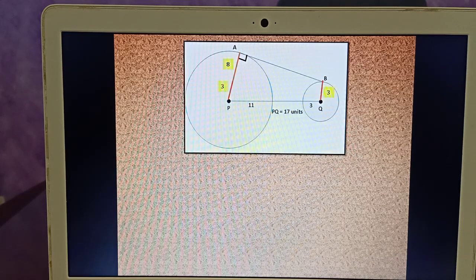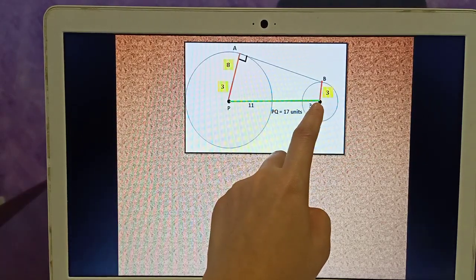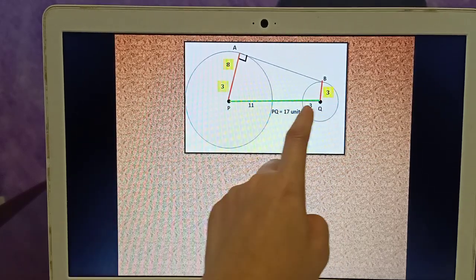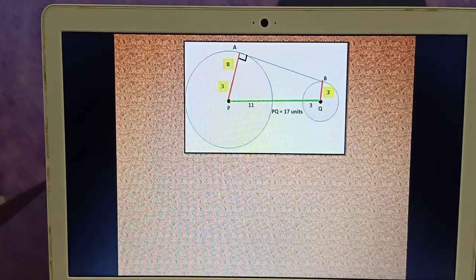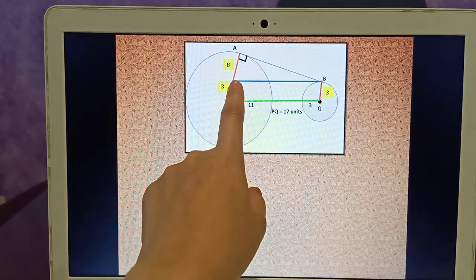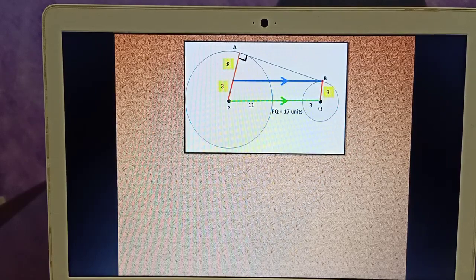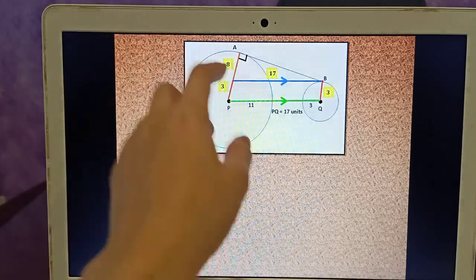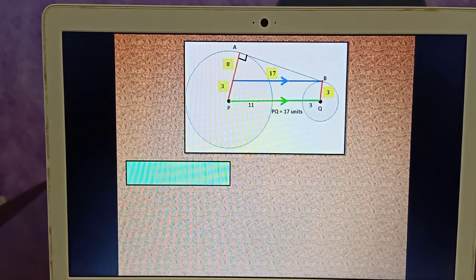Next, this is the line drawn from the center P to the center Q here. So this line PQ is actually 17 units. It is already given here, 17 units. Now next, if I copy and paste this straight line, then I draw it up here parallel to line PQ, so what happened? This line is also 17, right? This line also 17.